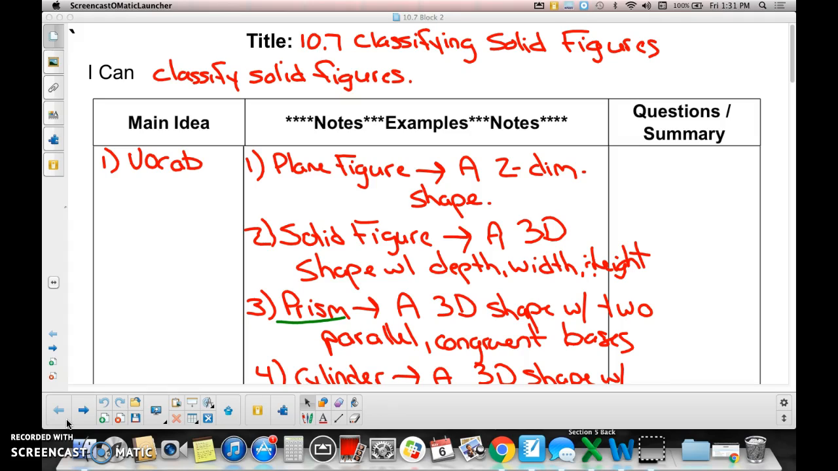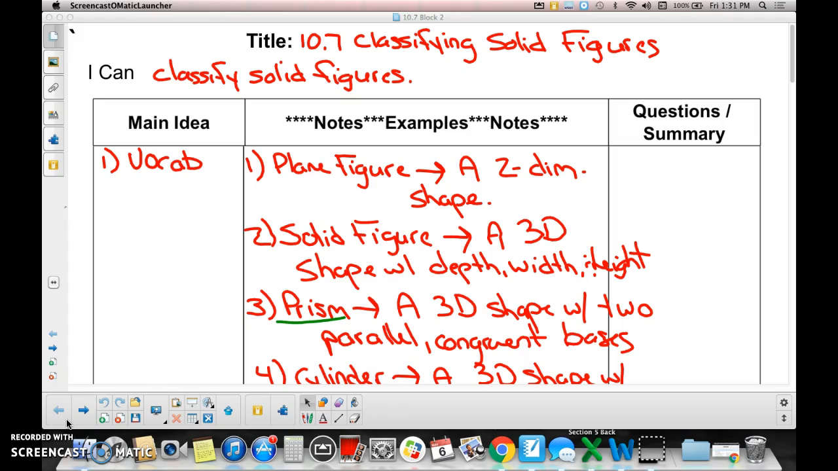Good. A plane figure is a 2D shape. Can somebody quickly tell me what a 2D shape is? Two-dimensional shape means what? Samira. Sadia, what is a 2D shape? The 2D shapes we have are like a square, a circle. It's just a flat shape, right? It's like on paper, right?